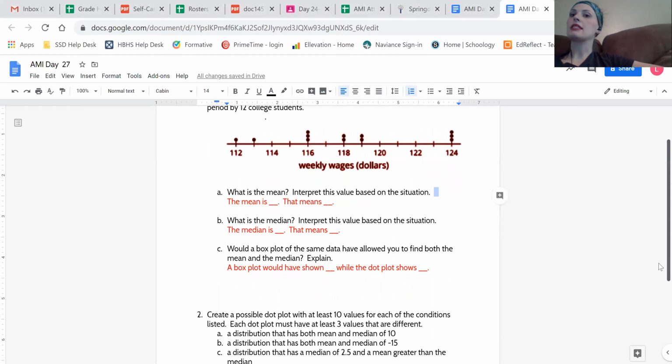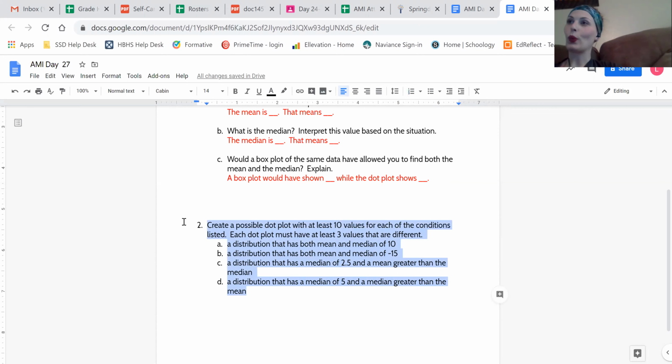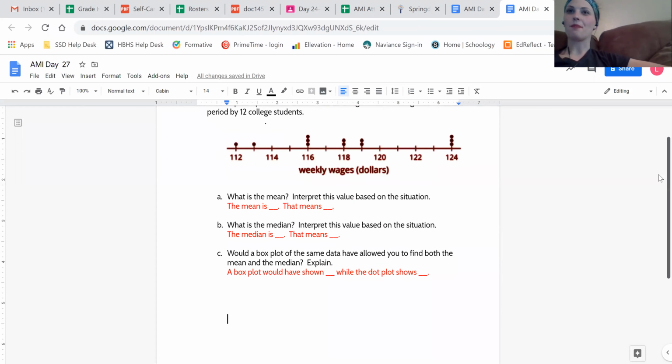So I'm just going to start by saying on your packet, it says to also create a possible dot plot with at least 10 values for each of the conditions listed. And so on. We're not going to do number 2. So we're just going to look at question 1.